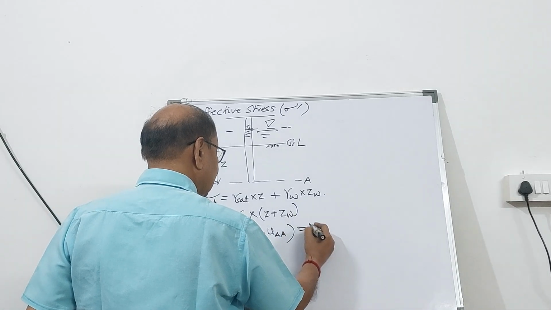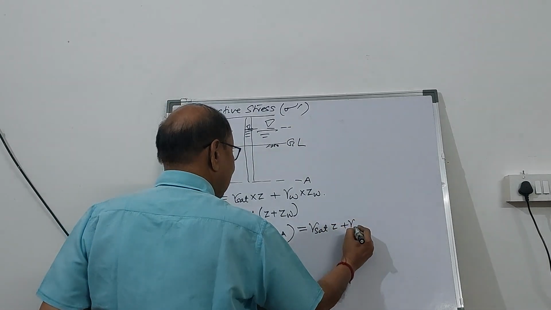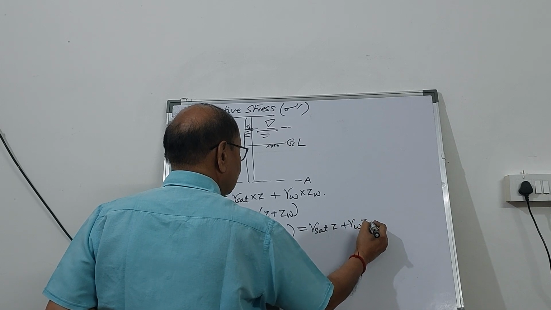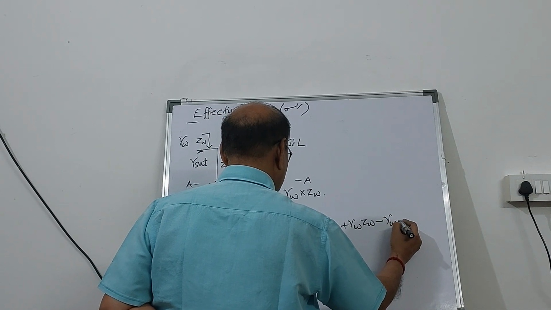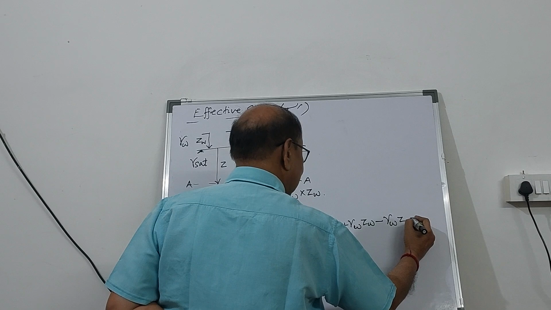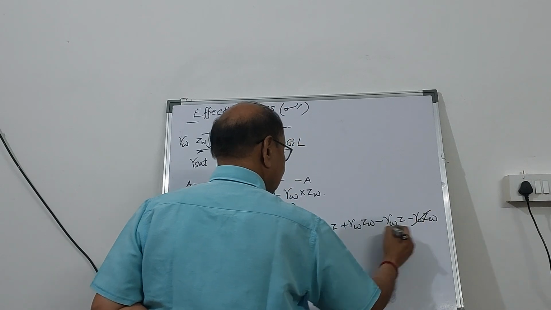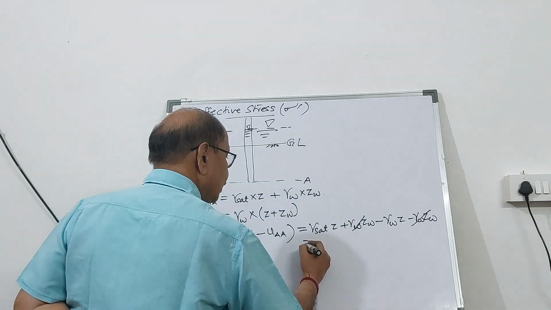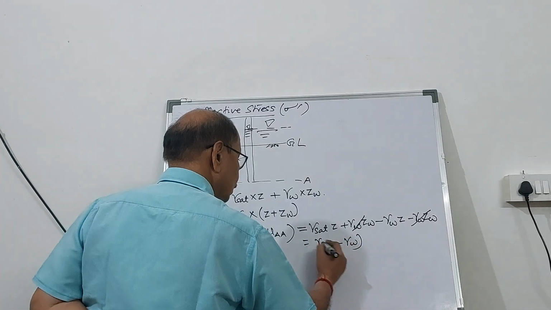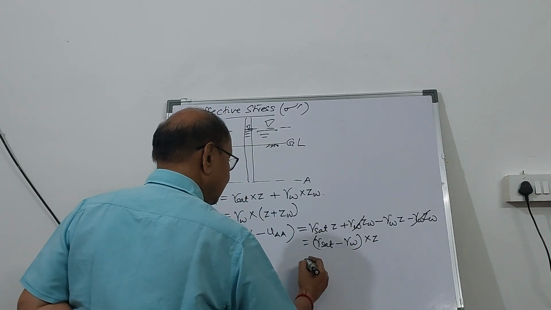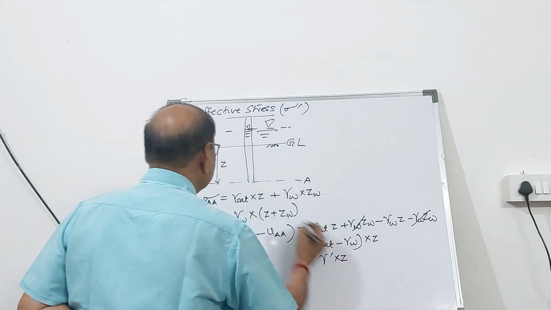Therefore, it becomes gamma saturated times Z plus gamma W times ZW, minus gamma W times ZW. This gets cancelled, so it becomes (gamma sat minus gamma W) times Z. So this becomes the submerged unit weight. You can write the submerged unit weight multiplied by Z.